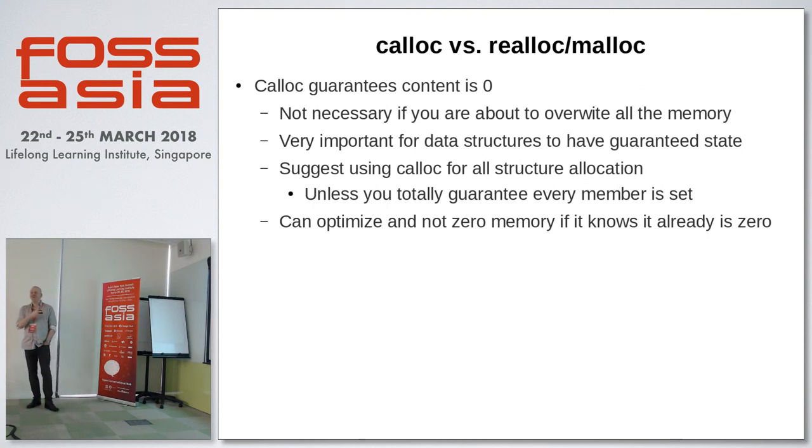But the main reason to use calloc instead of malloc plus memset to set the memory to zero is because calloc can optimize if it knows this is fresh memory from the system. The kernel will guarantee all fresh memory to you is zeroed for security reasons.